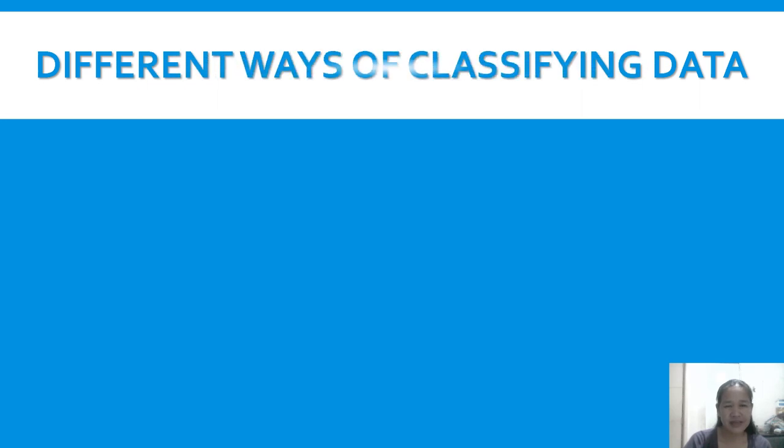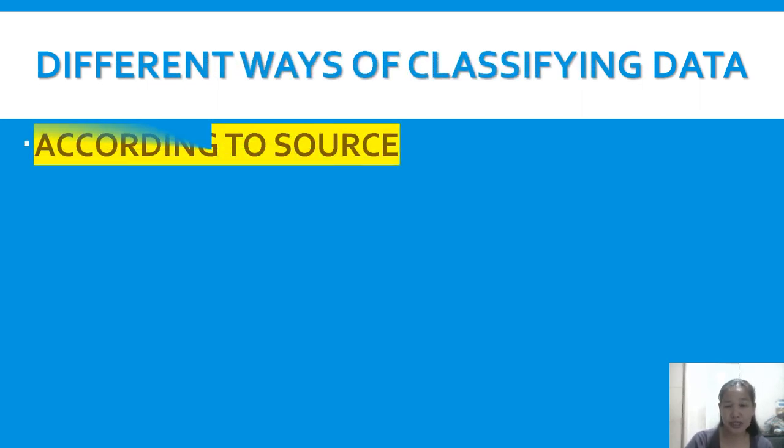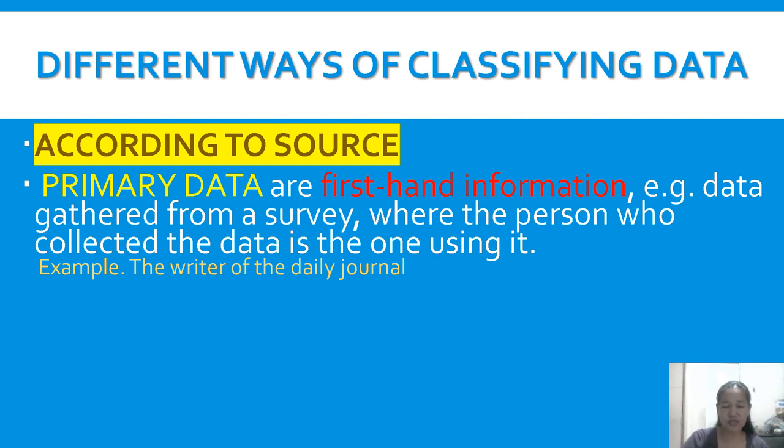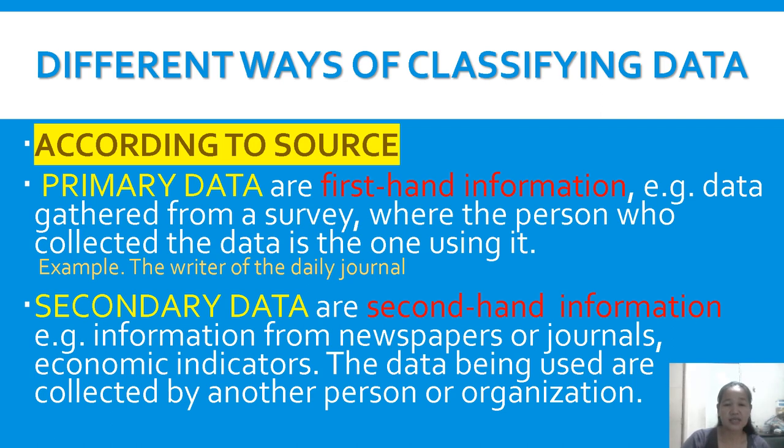Another way of classifying data is according to source. So we have two types according to source. Number one is the primary data, which are first-hand information. So these are data gathered from a survey where the person who collected the data is the one using it. And the secondary data are second-hand information from newspapers or journals, economic indicators, and the data being used are collected by another person or another organization.